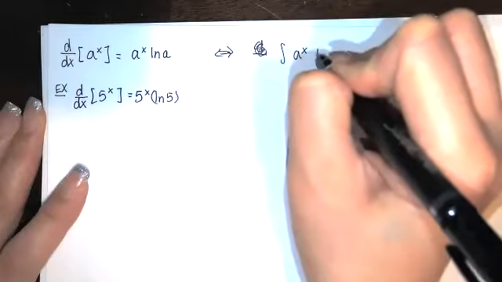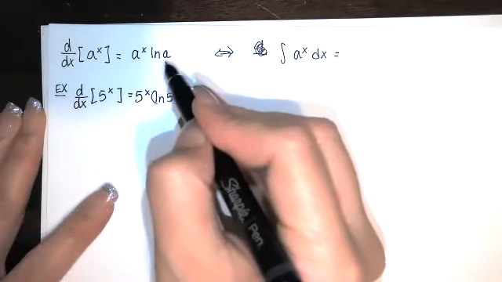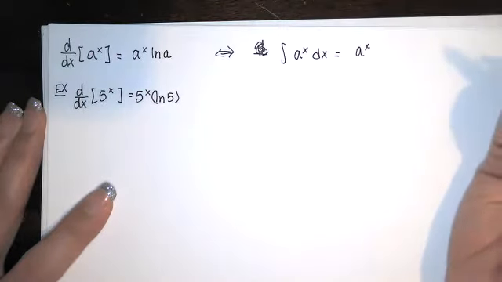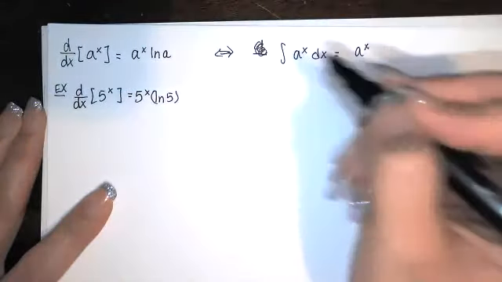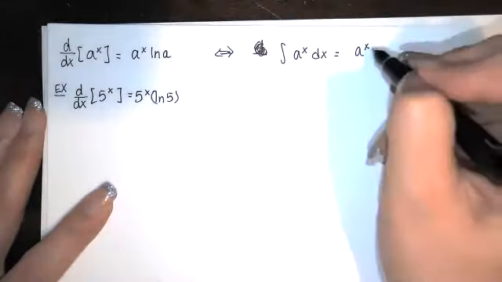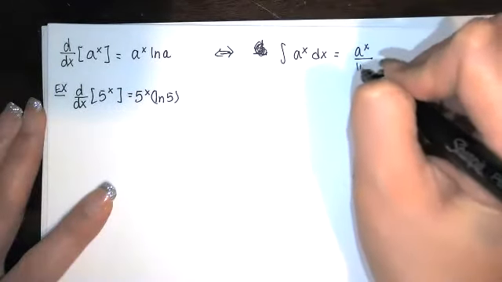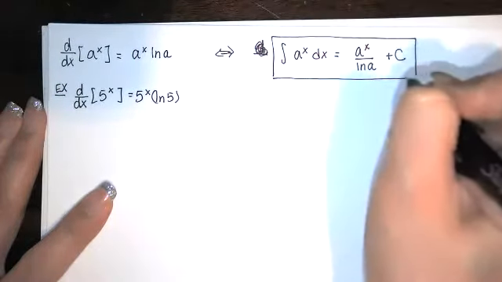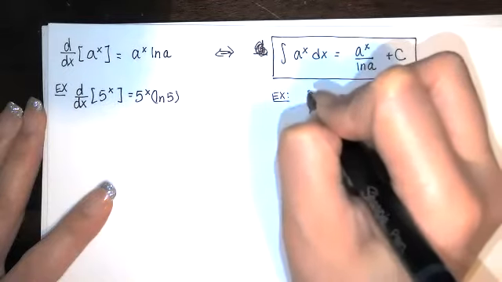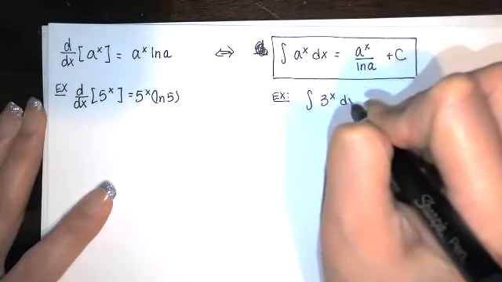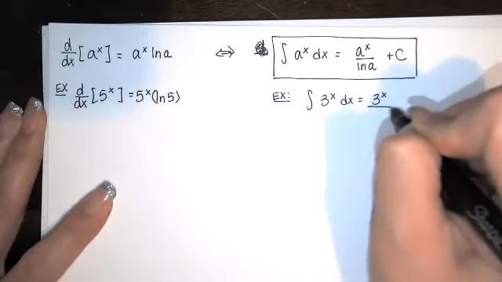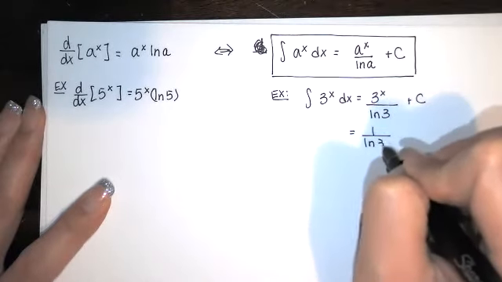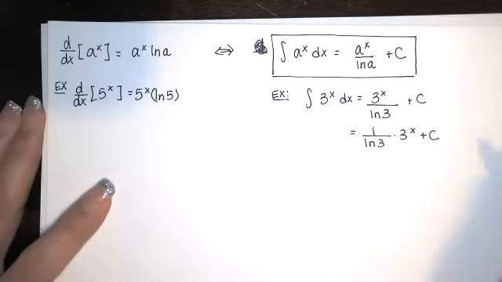So now we want to undo that. When I took the derivative, I had to multiply by natural log of a, and then write the original function. When I take the antiderivative, I'm doing that backwards. So instead of multiplying by natural log of a, I'm going to divide by natural log of a. So just for example, the antiderivative of 3 to the x is 3 to the x divided by natural log of 3 plus c. And if you want, you can write it as 1 over natural log of 3 times 3 to the x. Either one of those is fine.